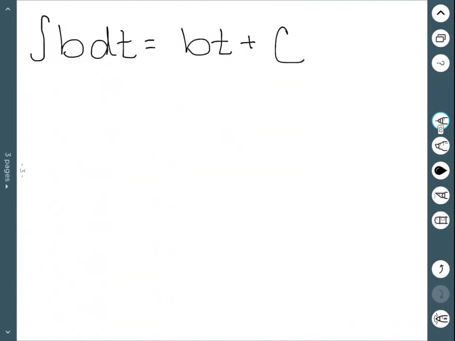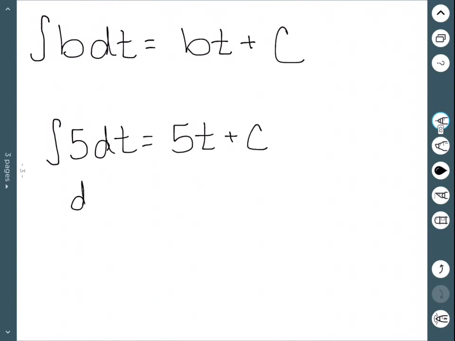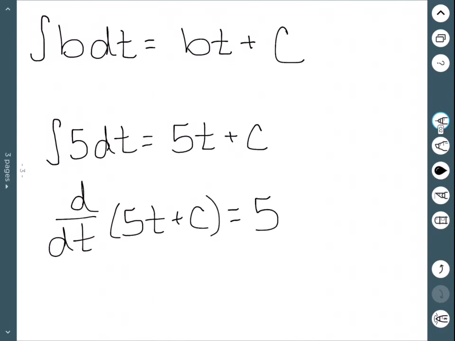Our first rule says the integral of a constant b dt is bt plus c. As an example, the integral of 5 dt would be equal to 5t plus c. And we can double check the derivative of 5t plus a constant. Well, the derivative of 5t is 5, and the derivative of a constant is 0, so we did get back to where we started.